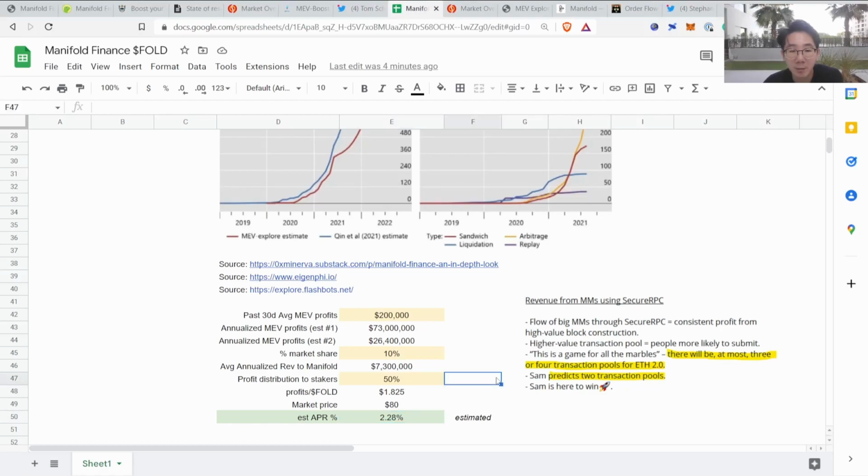Now all these are really just ballpark assumptions, and it is not confirmed how all this revenue distribution model works yet, but this is just based on my own logical understanding, which may or may not be incorrect.